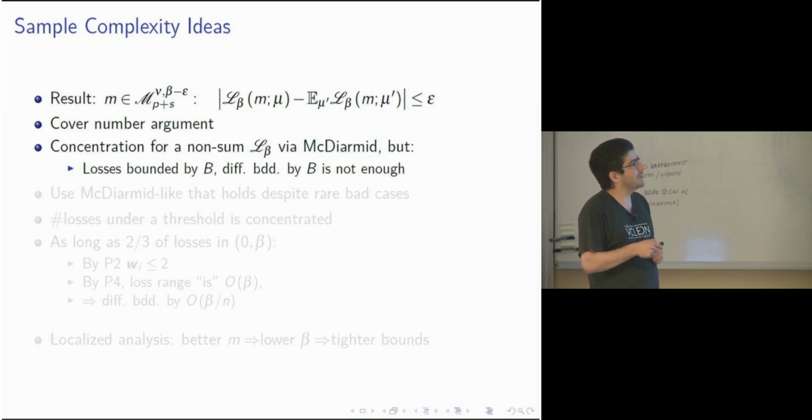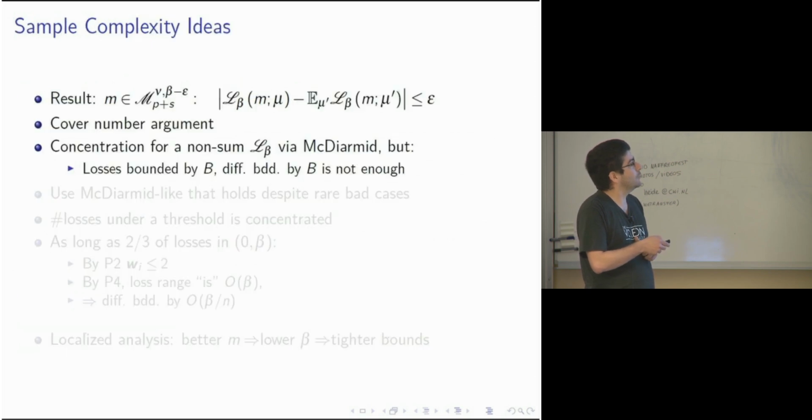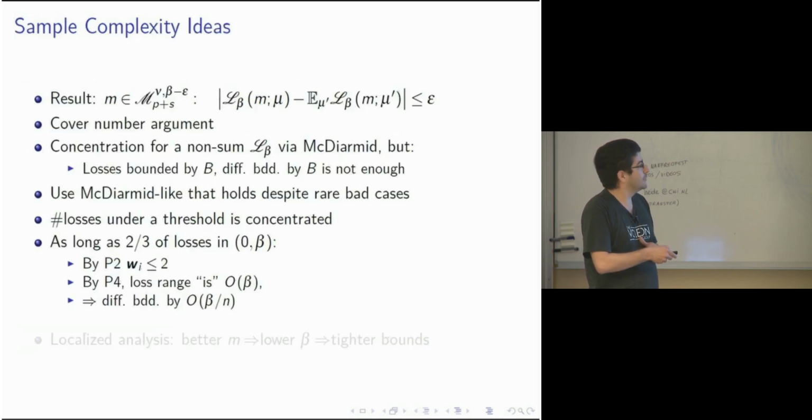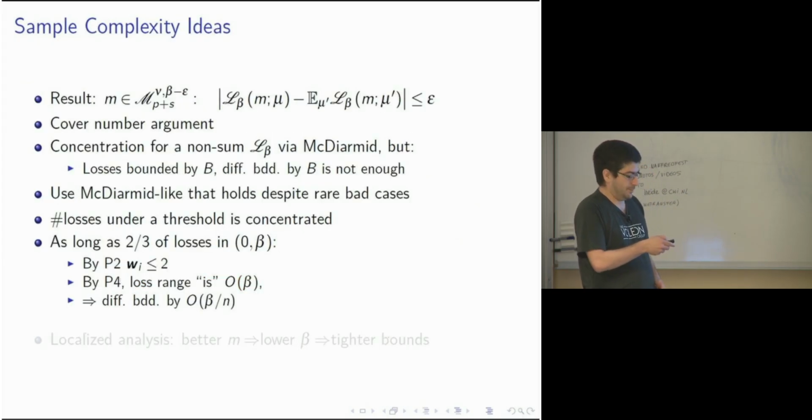And the problem is that L beta is not a sum. It's a weighted sum, and this W can change. So we would like to use something like McDiarmid and bounded differences, but basically in what we saw here, the only part that we know for sure is this, and this still allows for differences that are of the order of B. So that doesn't work. What that requires of us, in order to use all of these nice properties here, is a version of McDiarmid that holds despite having the rare possibility of bad cases.